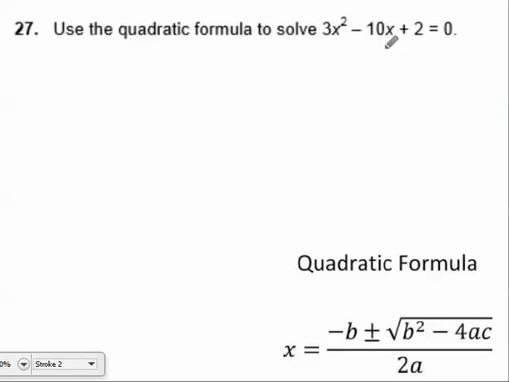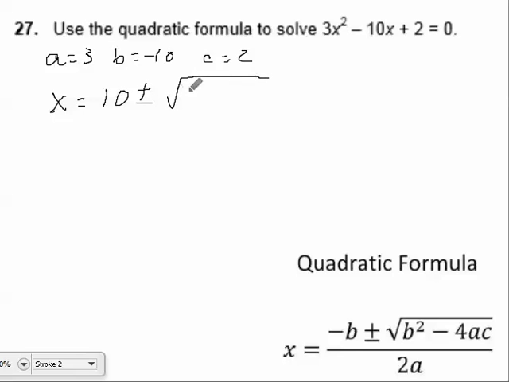Okay. This one they're asking me to use the quadratic formula. A is equal to 3, B is equal to negative 10, C is equal to 2. Using my quadratic formula, x is equal to, so negative of a negative is a positive, 10 plus or minus the square root of, well, negative 10 squared is 100 minus 4 times 3 is 12 times 2 is 24, divided by 6.